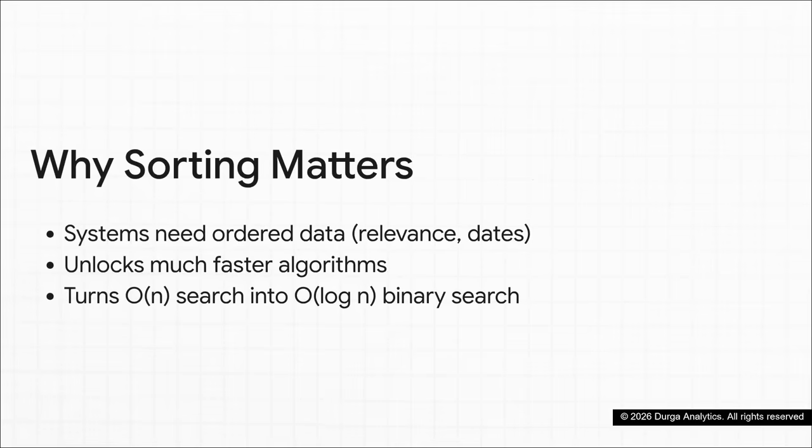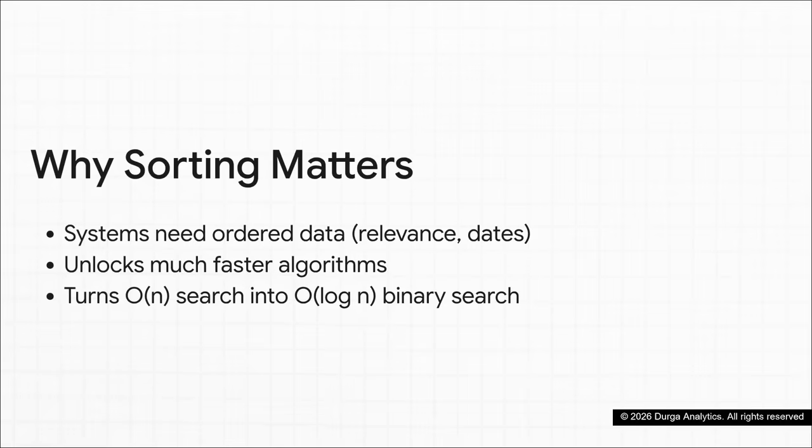First off, humans and systems literally demand ordered data. Whether you're pulling up search results by relevance or checking your bank transactions by date, you expect order. If you show users a randomized, chaotic list of data, they're going to think your app is totally broken.